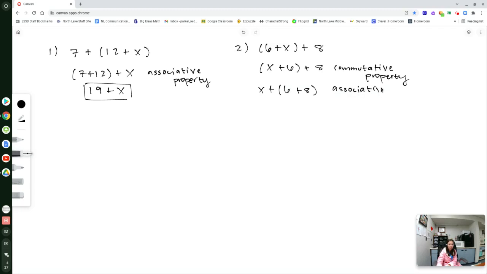That tells me, hey, if you're adding stuff together, you can change the grouping. Now that they're together in the same group, we can go ahead and add them together. 6 plus 8 is 14. So my simplified expression here is x plus 14. I took this thing that's a bit longer and made it a little shorter using these properties.